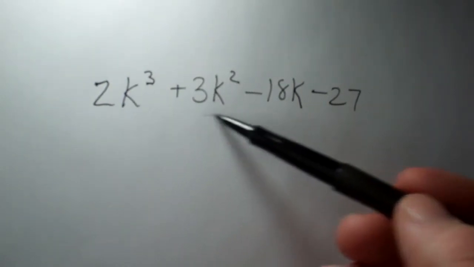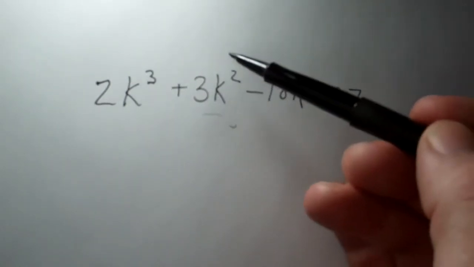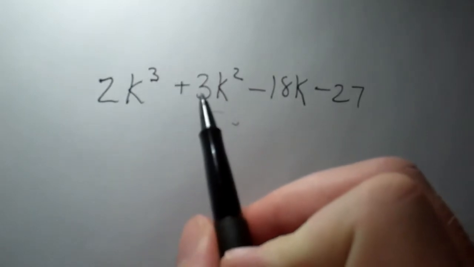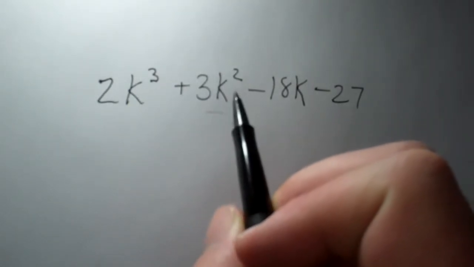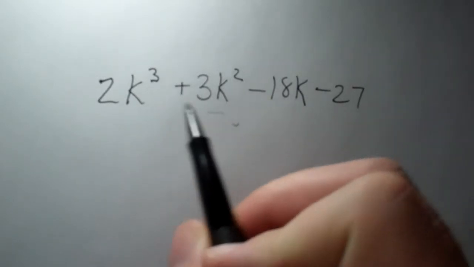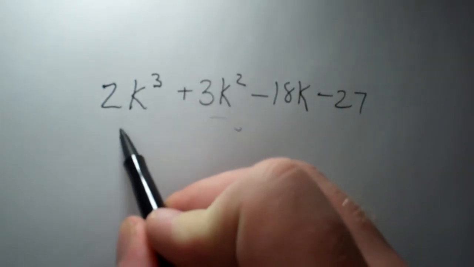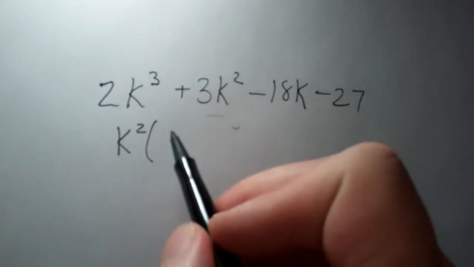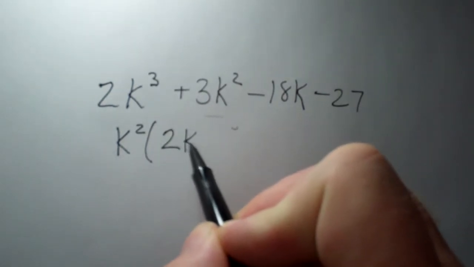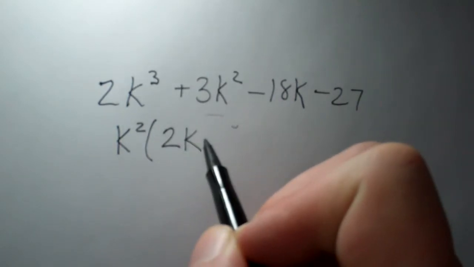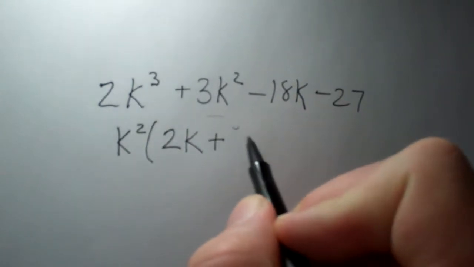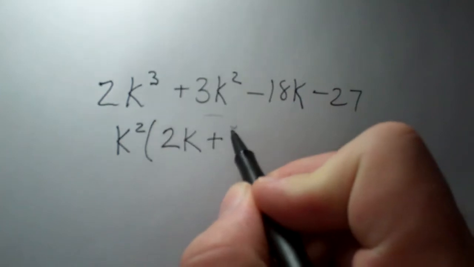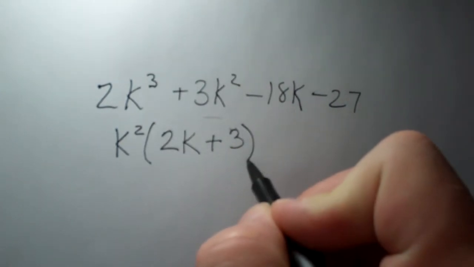To factor by grouping, we're just going to factor out from these two sides of the expression. What could we pull out of a 2k cubed and also out of a 3k squared? Well, the greatest common factor of just these two terms is a k squared. So I'm going to pull out a k squared. What's on the inside? K squared times what gives me 2k cubed? That would be a 2k, because k squared times 2k is 2k cubed. Plus, k squared times what will give me 3k squared? Well, that would be a 3, because k squared times 3 is 3k squared.